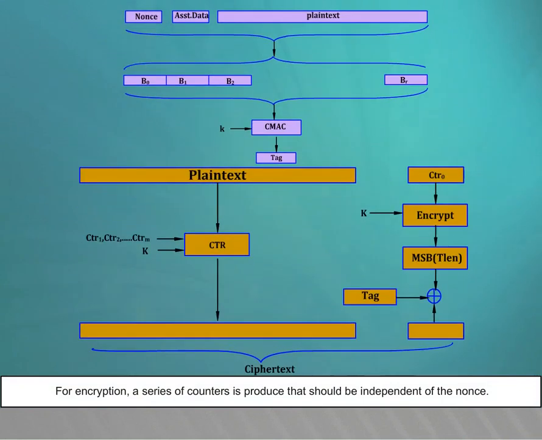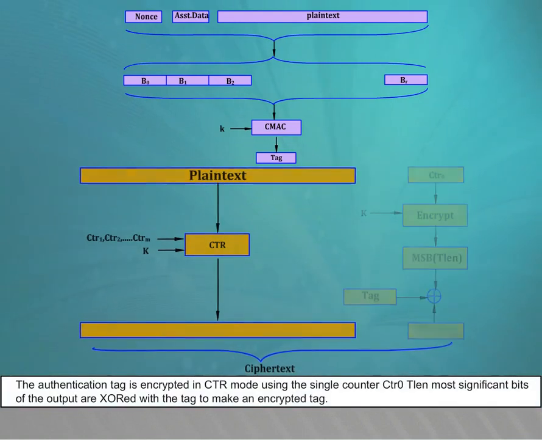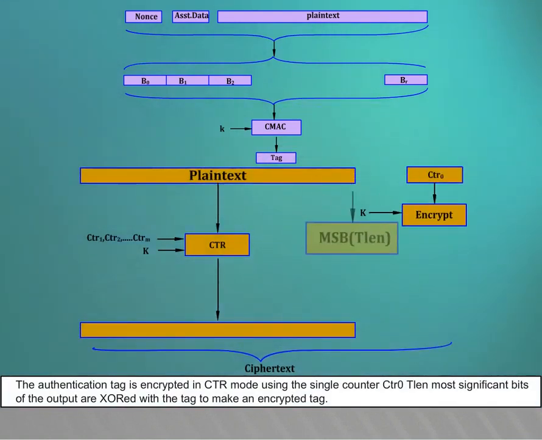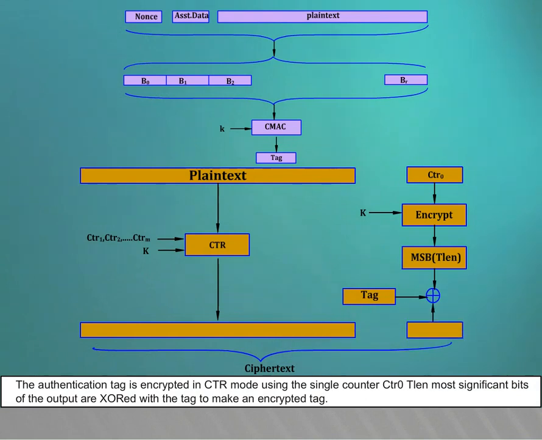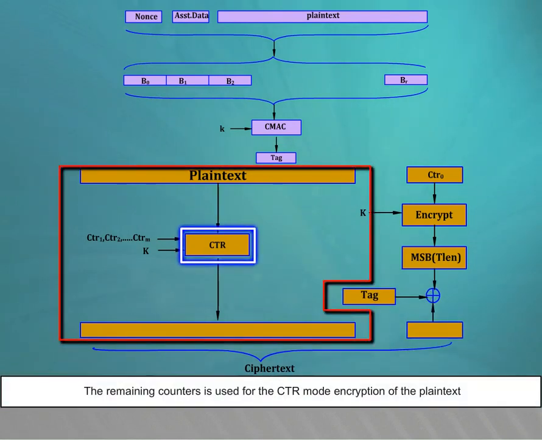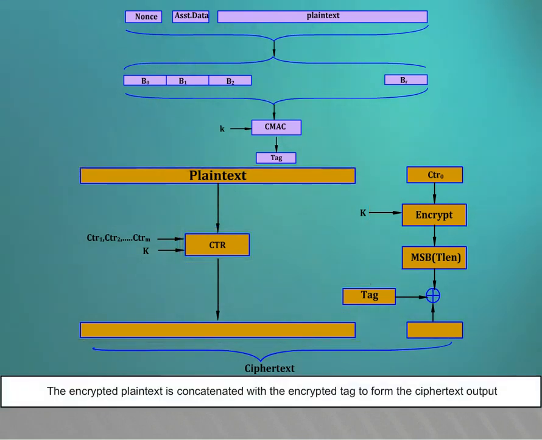For encryption, a series of counters is produced that should be independent of the nonce. The authentication tag is encrypted in CTR mode using the single counter CTR0. Most significant bits of the output are XORed with the tag to make an encrypted tag. The remaining counters are used for the counter mode encryption of the plaintext. The encrypted plaintext is concatenated with the encrypted tag to form the ciphertext output.